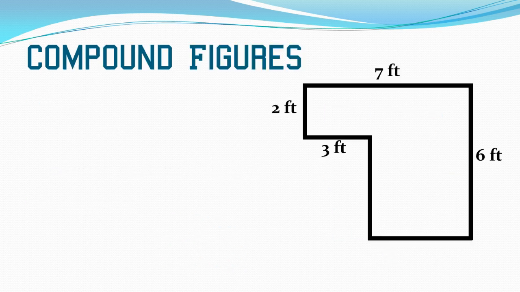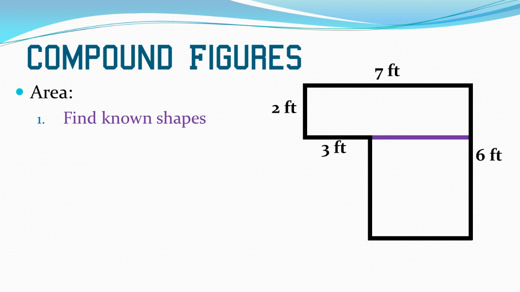With compound figures, I just need to apply what I already know about the area of squares, rectangles, and parallelograms to this new shape. The shape is made out of multiple shapes, so I need to find them. If I extend this line, I can see clearly that there are two rectangles. In this situation, we're assuming all angles are 90-degree angles. It'll either be represented visually or you'll be told that.